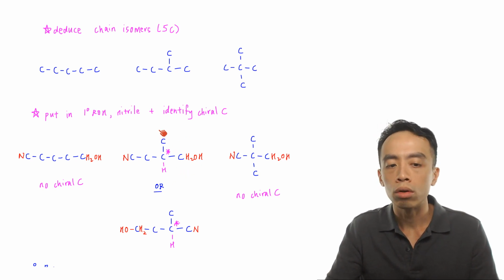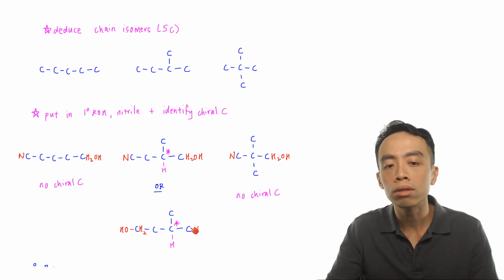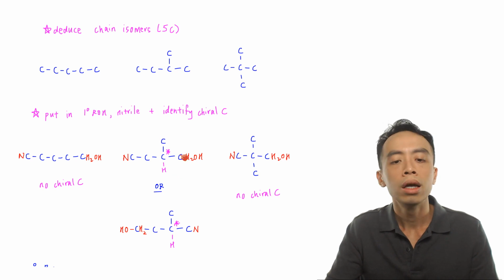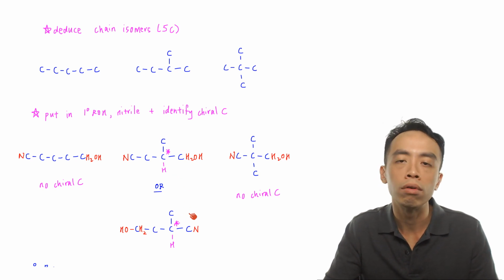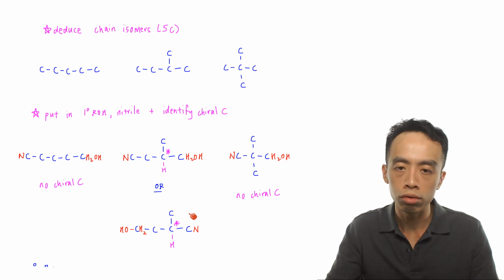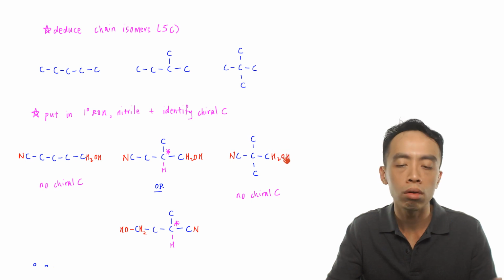But I can also swap the nitrile and the primary alcohol. So it will become something like this. Then this also has a chiral carbon. So in this case, for this exercise, we will have 2 possible answers. These 2 will be the possible answers for structure P. Now, we have one more chain, for n equals 3. For n equals 3, I can put the nitrile here and the primary alcohol here.